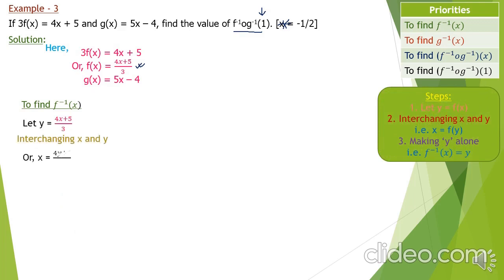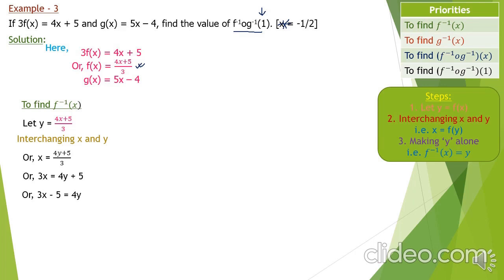Interchanging, after interchanging you can see y is replaced by x and x is replaced by y. Now we have to make y alone. 3x is equal to 4y plus 5, still y is not alone. 3x minus 5 is equal to 4y, still y is not alone.